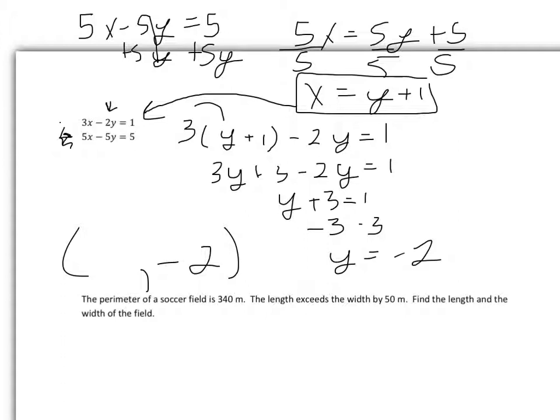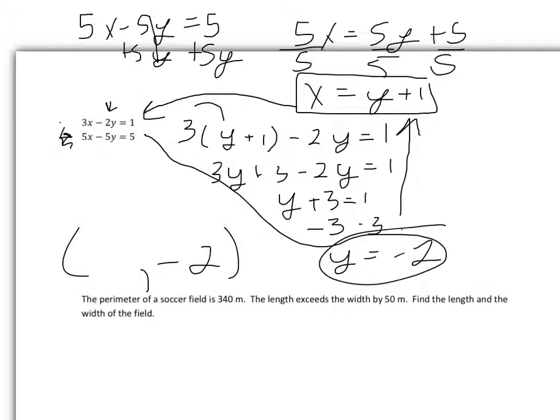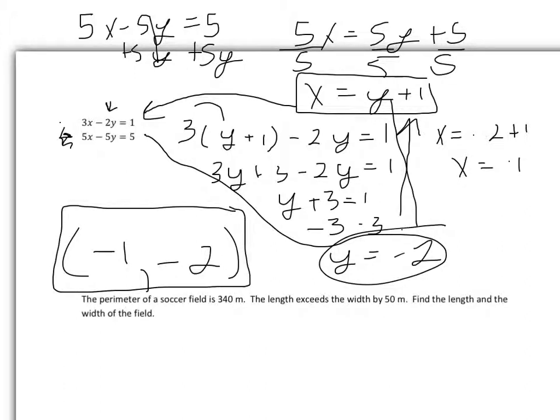Now to find our x, we can plug this back into any y we see, but it's easiest to plug it in this one because we already have x isolated. So here, if we plug this back in, we get x equals negative 2 plus 1. So we're plugging this back in for that y right there. So x equals negative 1, and the ordered pair is (negative 1, negative 2). That is the solution we're looking for right there.